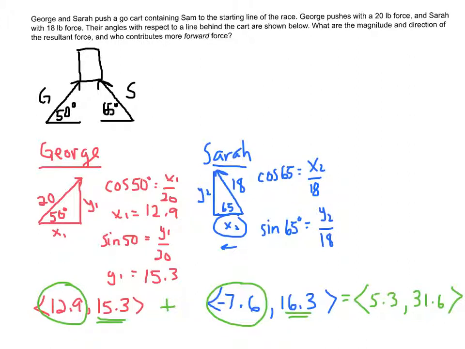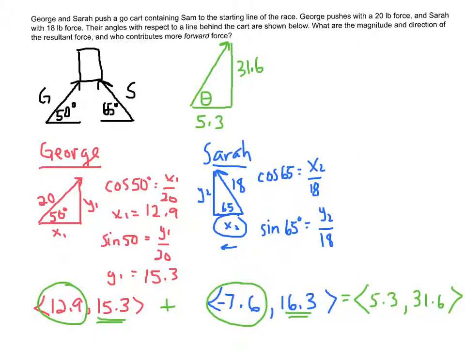And so we have our x and y components of our resultant vector. Now what we need to do is find the magnitude and direction. My resultant vector is going to have an x value of 5.3 and a y value of 31.6. So I need to figure out the magnitude, and I need to figure out the direction, or theta.